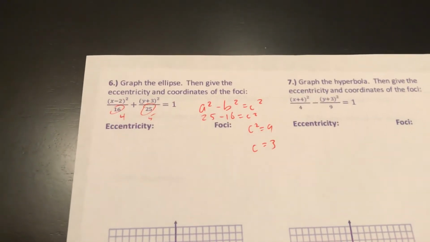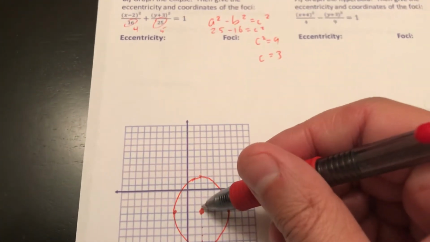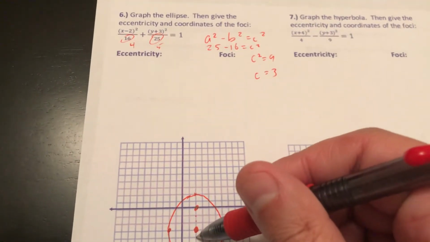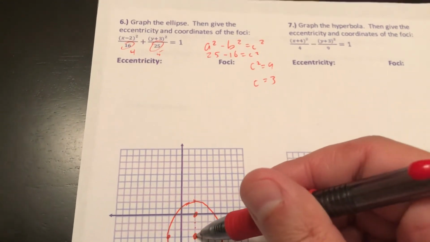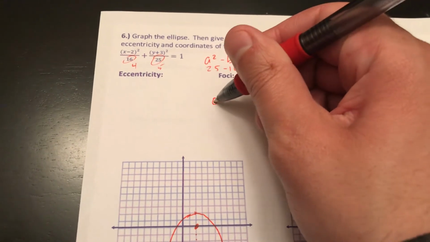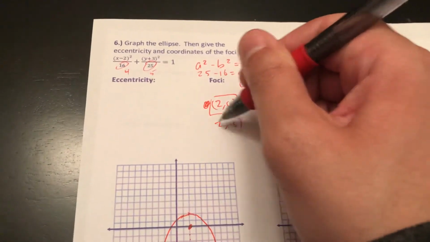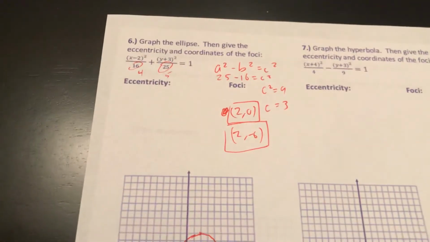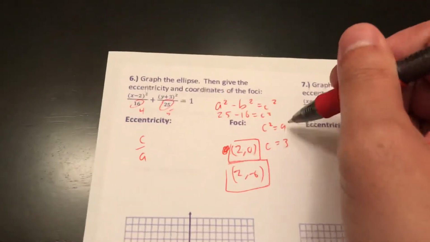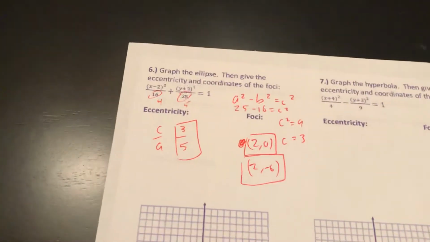Okay, so my focus will go up 3 and down 3 from the center, and if you've got a graph, this will really help. So if I go up 3, that's going to be the point 2 comma 0. If I go down 3, 1, 2, 3, I think that's going to be 2, negative 6. So 0, sorry, not 0, 2 comma 0. It's going to be one focus, and 2, negative 6, I believe, would be the other focus. And the eccentricity, remember, is always c over a. So my c value here was 3, and my a value was 5. So 3/5 is the eccentricity for this problem.